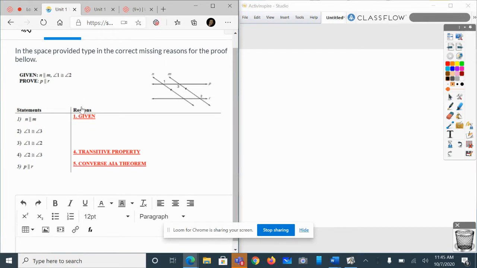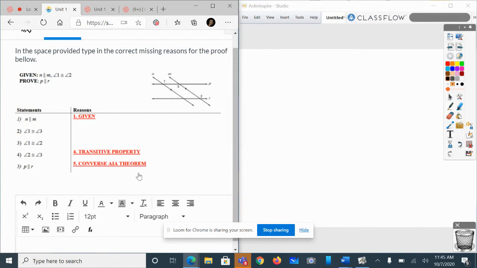We didn't get too in depth with proofs in this unit. We're going to do that next. We just kind of introduce you to proof this time. So number 1 is given because it's given. And in a proof, you want to go from a logical step to the next logical step until you come to that final conclusion, what's at the end, what you're trying to prove.